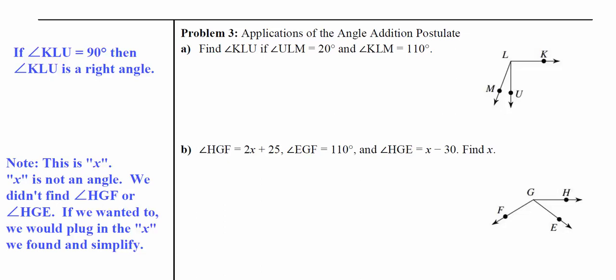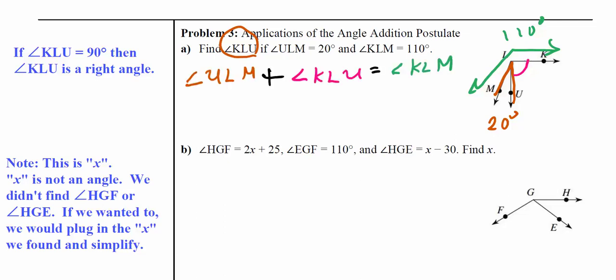Part A. So we have angle KLU is what we need to look for. We have ULM, so ULM is a smaller angle, and that's 20 degrees. And KLM is 110, so that's this entire angle. That's 110 degrees. So we need to find out what this angle right here is going to be. Now, if we think about this just in our heads, we could say, oh, well, what number adds up to 20 to give me 110? And then you can say, well, that's going to be 90 degrees. Great, good for you. Let me show you the math.